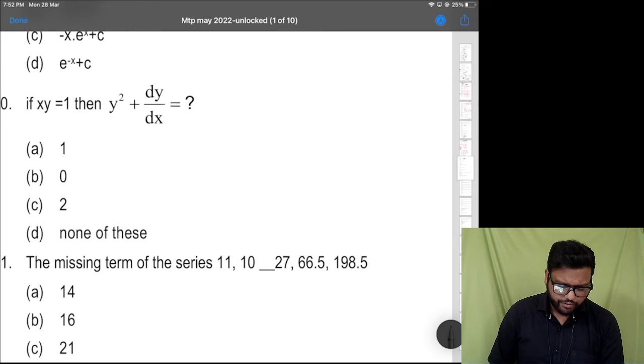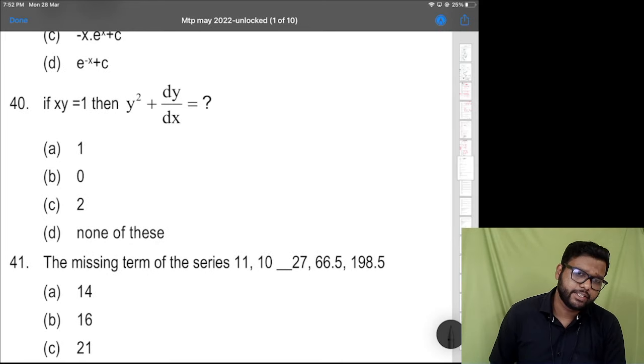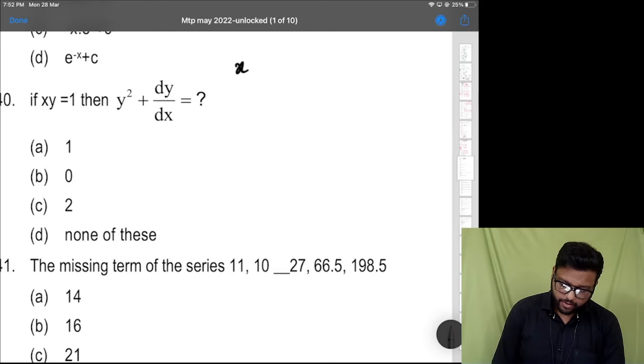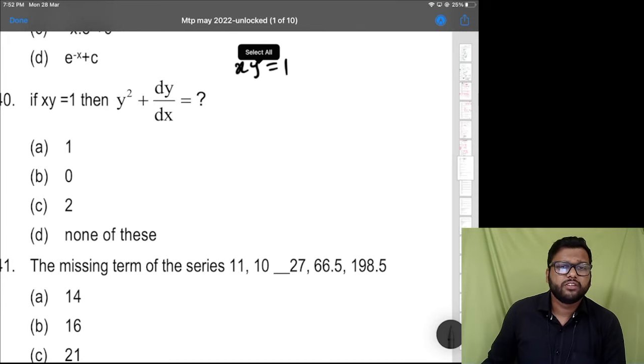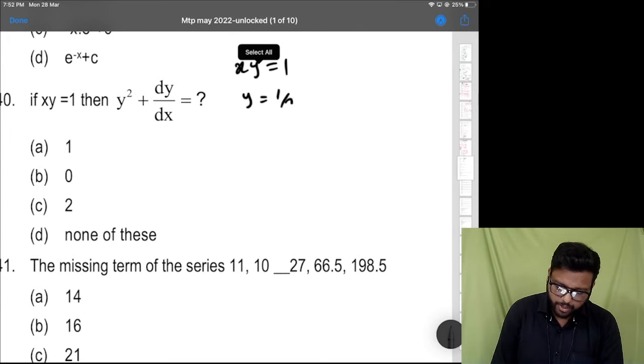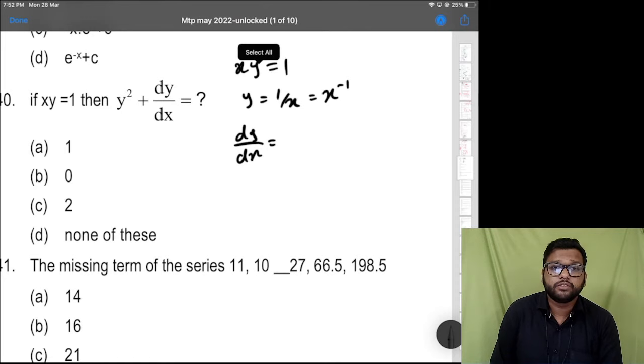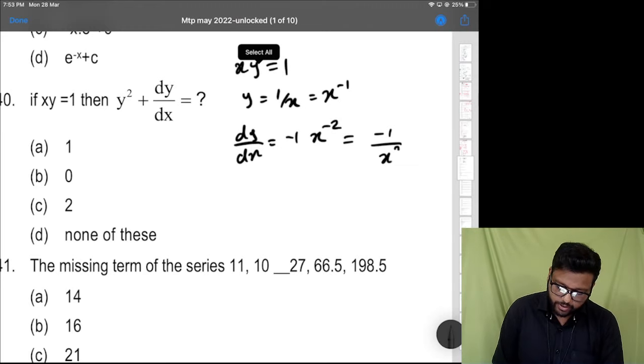40. If xy is 1, then y square plus dy by dx is what? Okay. xy is 1, right? No need to take it to implicit differentiation, right? y is equal to 1 by x. Now find dy by dx. dy by dx will be what? 1 by x means what? x raised to minus 1. So derivative will be what? Minus 1 into x raised to minus 1 minus 1, that is minus 2. Or minus 1 upon x square.